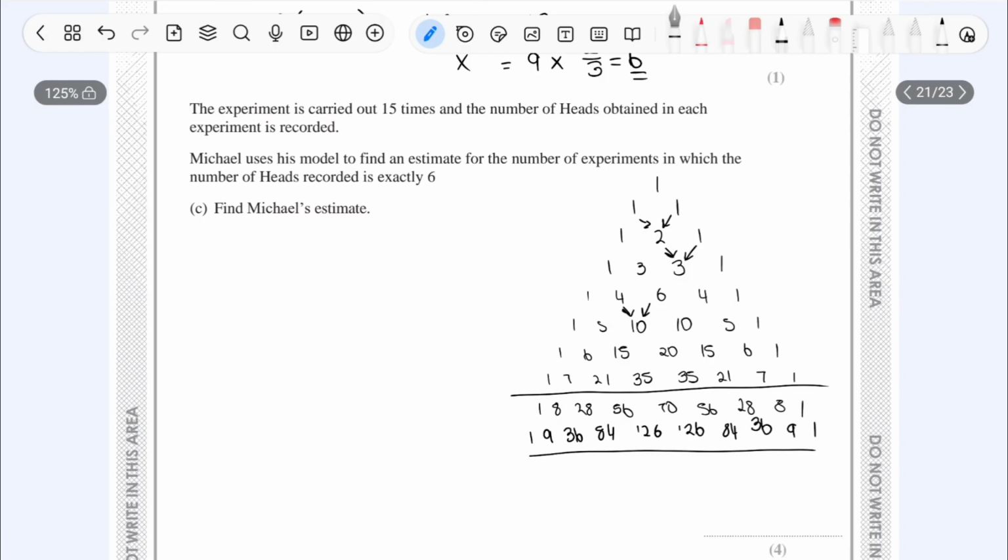So the way to approach this question: he carried out the experiment 15 times, and he needs to find a model, or an estimate for the number of heads where it's exactly 6. Now the probability of getting a heads is equal to 2/3, and we need to label this as a success. And q, let's say, is the probability of failure, or not getting heads, and that would be 1/3.